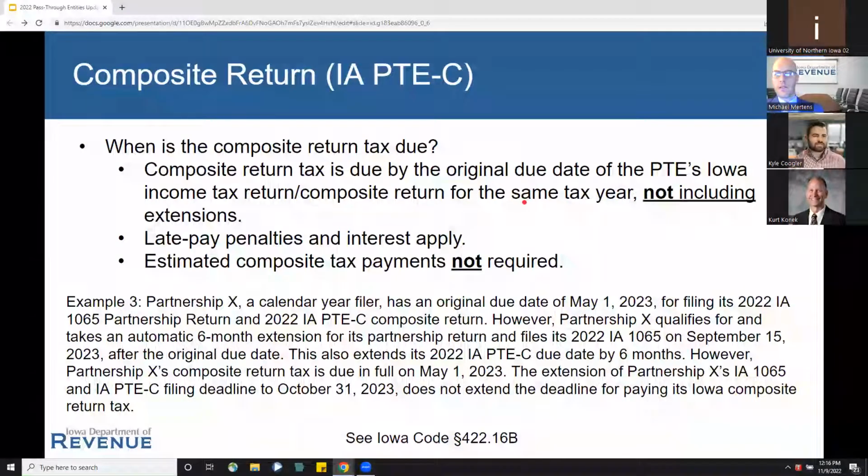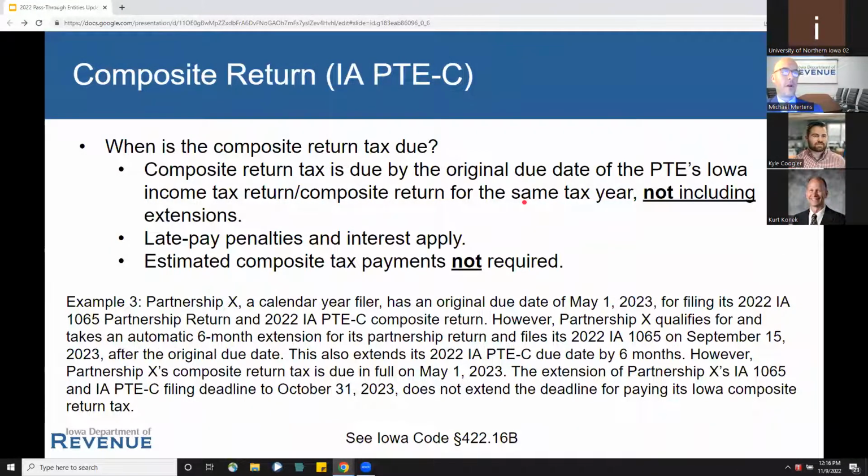So let's do another variation on that example we just discussed. In this example, the partnership is still a calendar year filer, so the original due date of its 2022 partnership return would be May 1st, 2023.